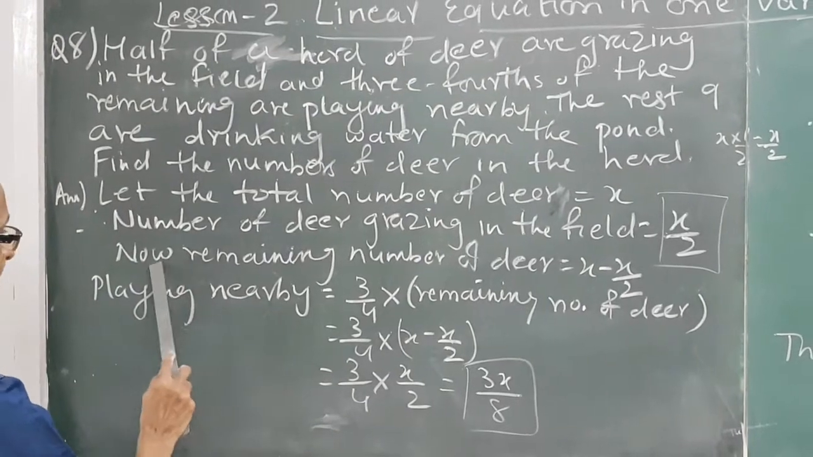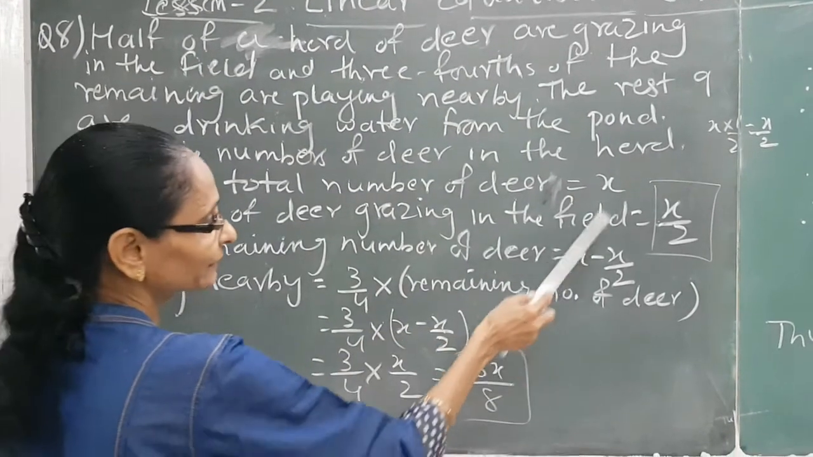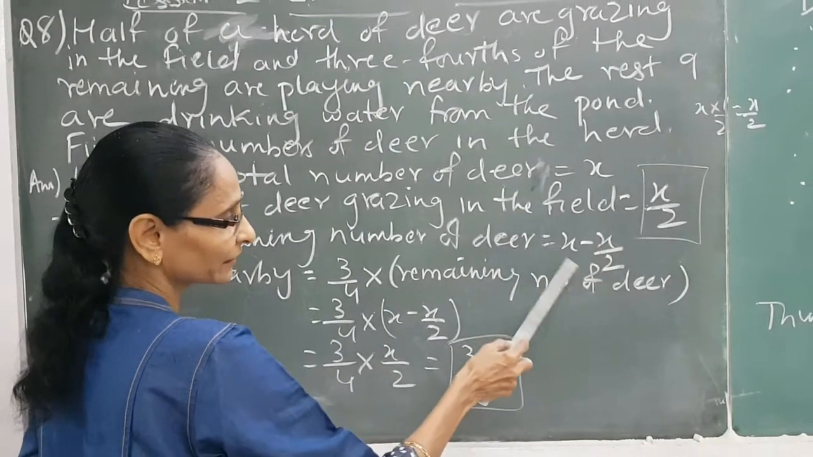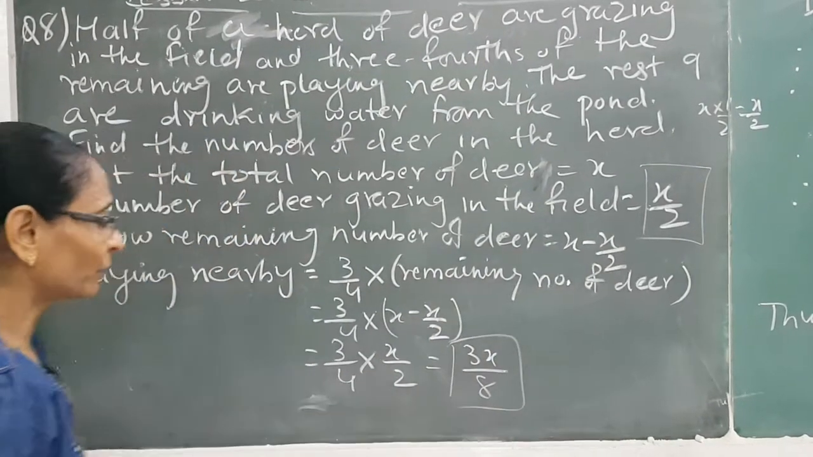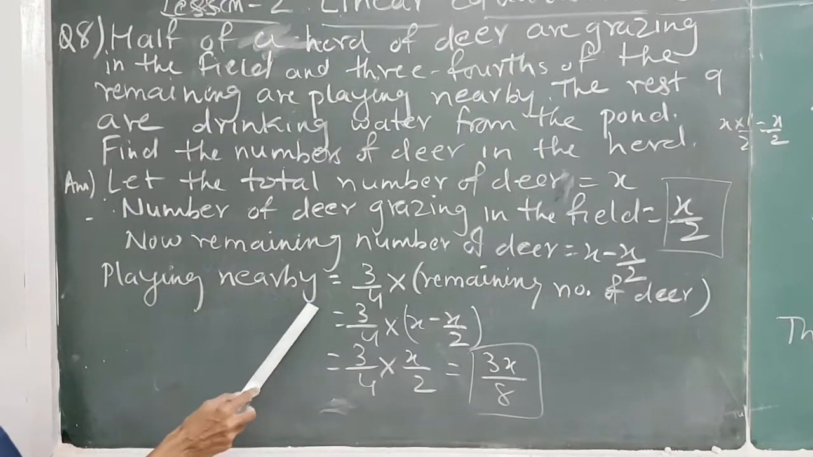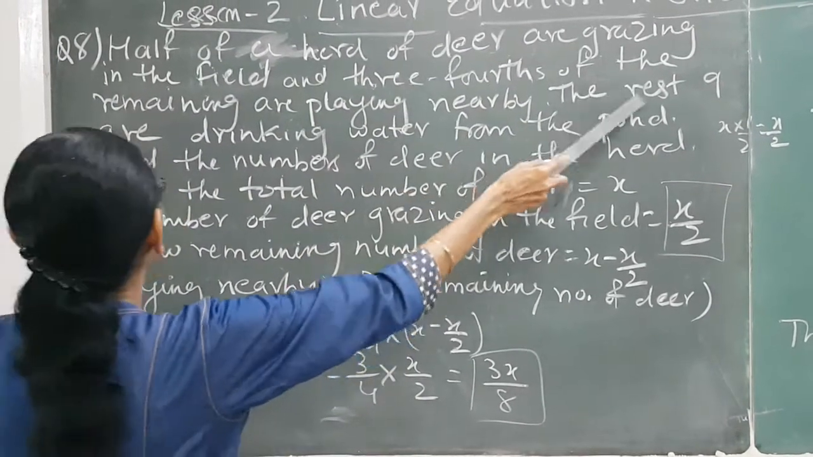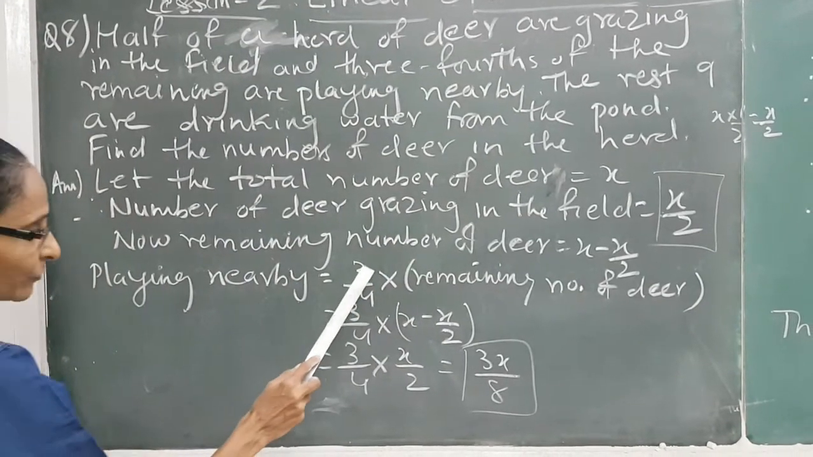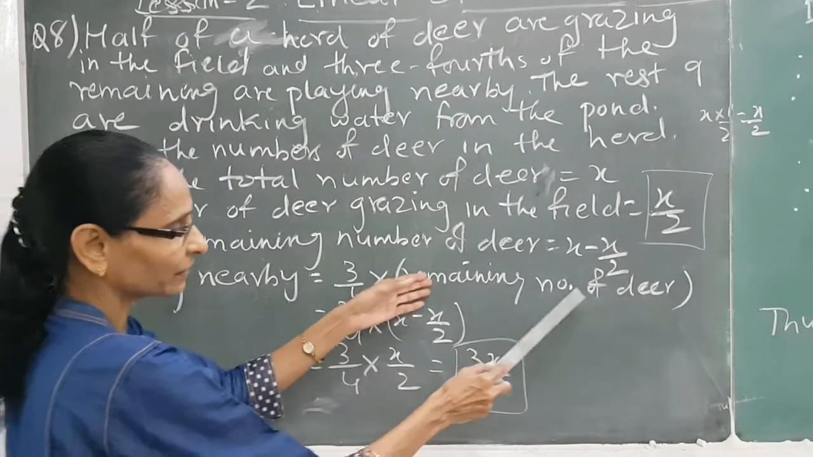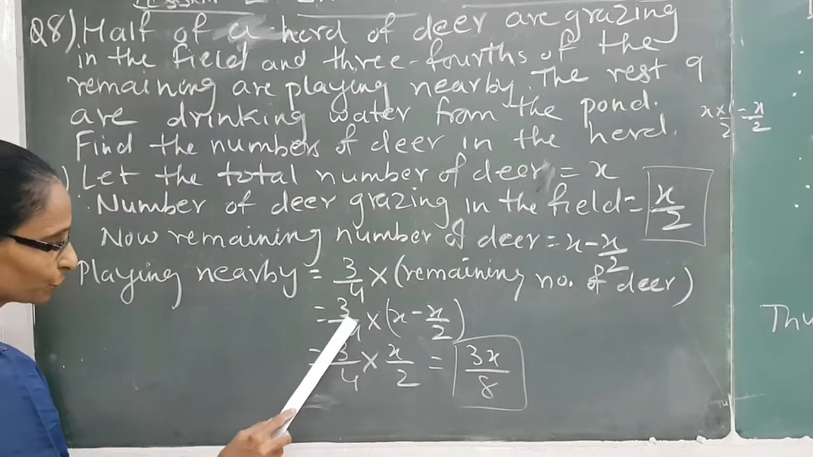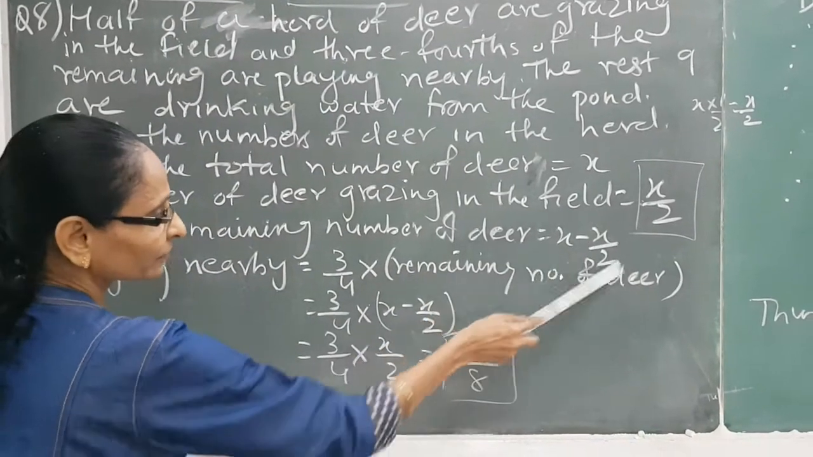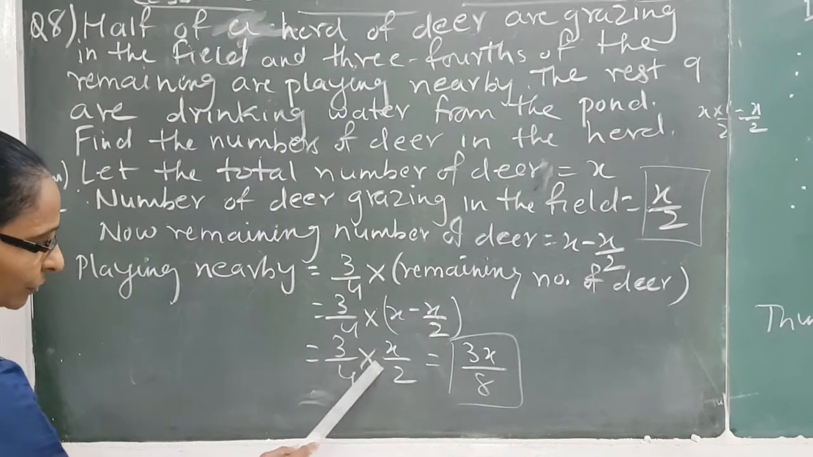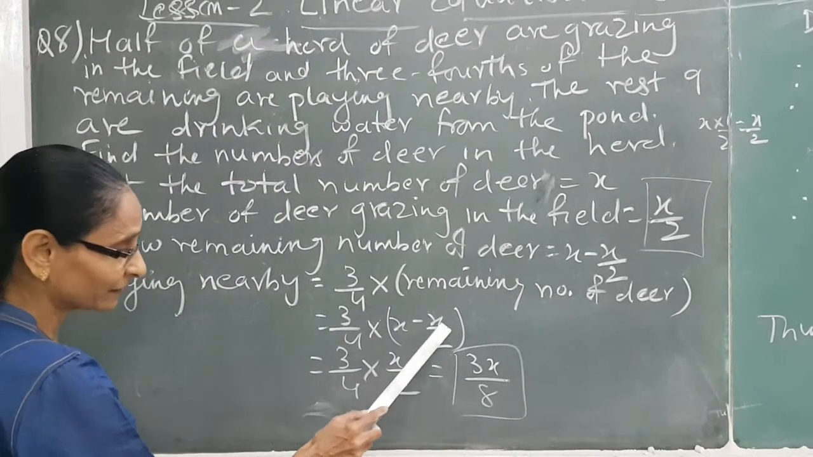Then the remaining number of deer is the total x minus x upon 2 that is grazing. So this is the remaining number of deer. Now playing nearby, it is given 3/4 of the remaining are playing nearby. So playing nearby is equal to 3 upon 4 into the remaining number of deer, which is 3 upon 4 into x minus x upon 2.